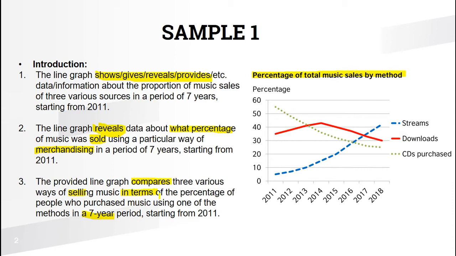After in terms of, you have to write what is in this column: in terms of the percentage of people who purchased music using one of the methods in a 7-year period. Why are we using an article with 7-year? Because 7-year is here a numerical adjective, not a noun as it is here. Therefore, we are using a 7-year period.